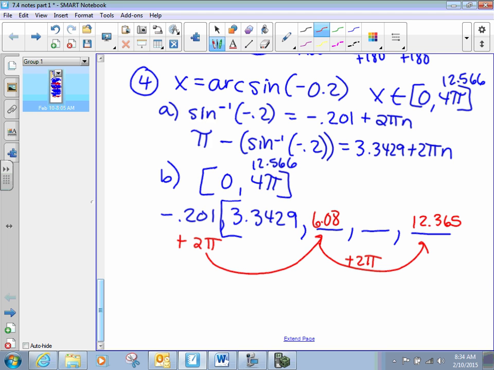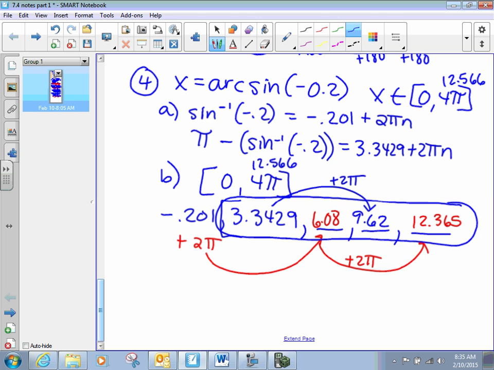And then I'll go back to this one and add 2 pi. And you can just use the pi button for these. And we get 9.62. And then these are all the answers in the given interval. And the same thing would happen if you're doing arc cosine or arc tangent. We would be using 2 pi or pi instead of 360 and 180.